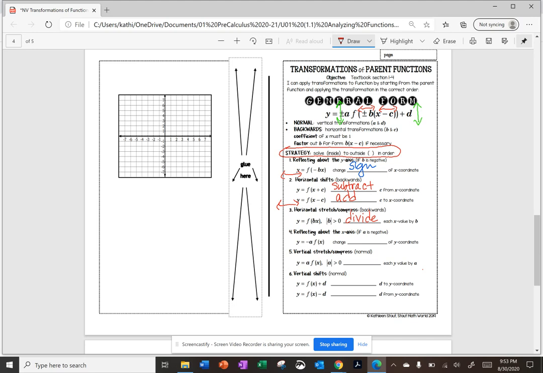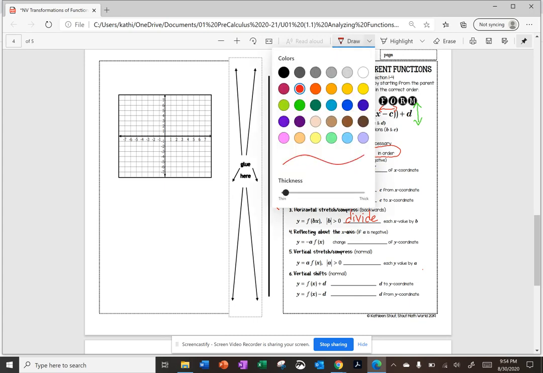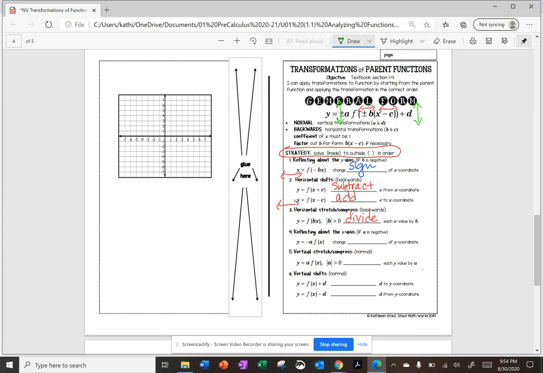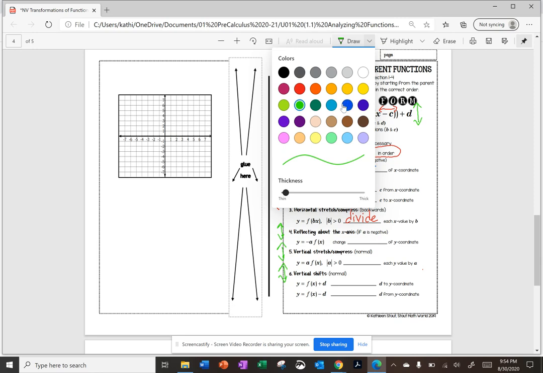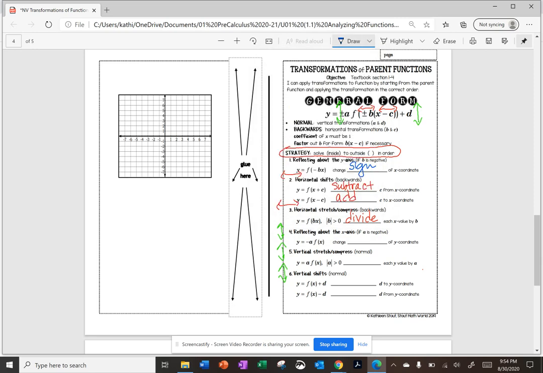So let's now talk about the vertical transformations. These are normal, so I like to make those in green. When I am reflecting, first I'm checking if A is negative. If it's negative, then I am going to change the sign of the y coordinate.